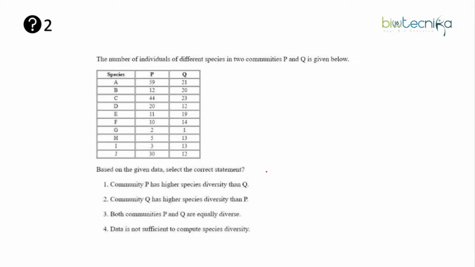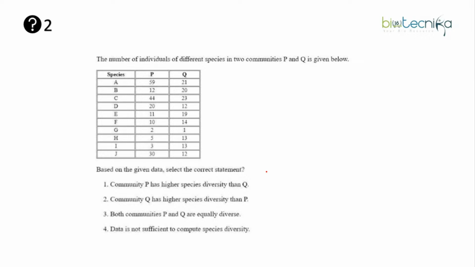So, what should you do? How should you approach these kinds of questions? Any idea how you should approach these kinds of questions? What do you think? It is talking about what?